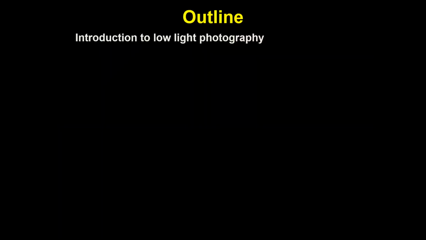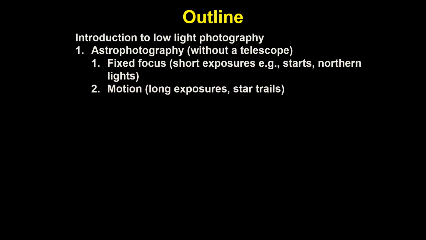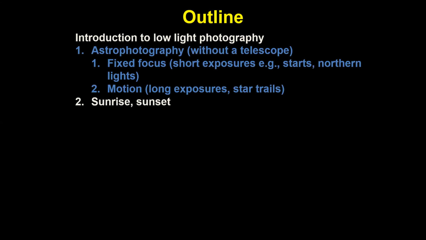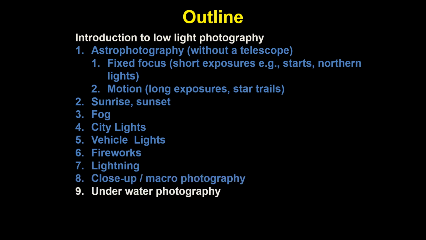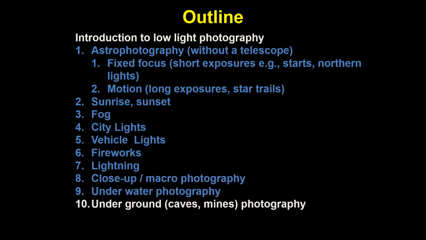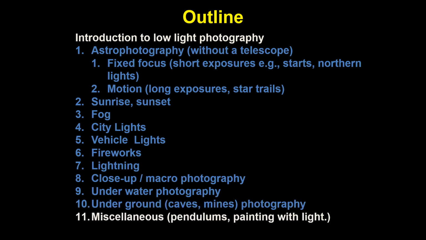So here we go. Here's the introduction to low light photography. We're going to talk first about astrophotography in two different forms. We're going to talk about sunrises and sunsets, fog, city lights, vehicle lights, fireworks, lightning, close-up photography, sometimes called macro photography, underwater photography, underground photography, and a few other miscellaneous things dealing with low light.